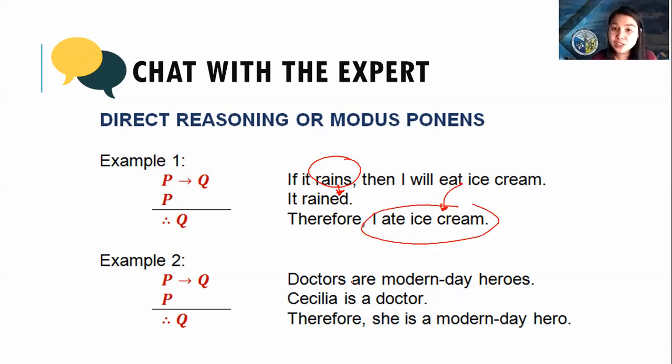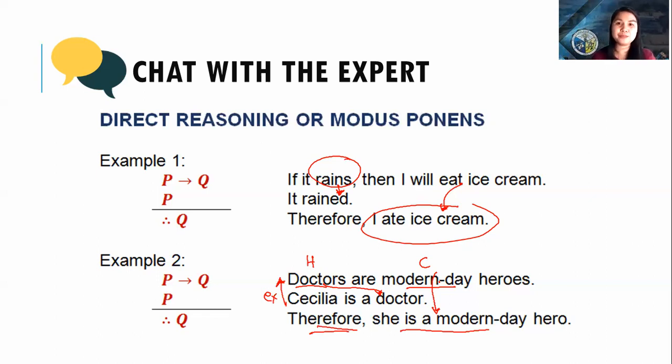Another, doctors are modern day heroes. This is our hypothesis and our conclusion. In the second statement, Cecilia is a doctor, an example for the hypothesis. Therefore, your valid conclusion must be she is a modern day hero. Again, doctors are modern day heroes. Cecilia is a doctor. Therefore, she is a modern hero.